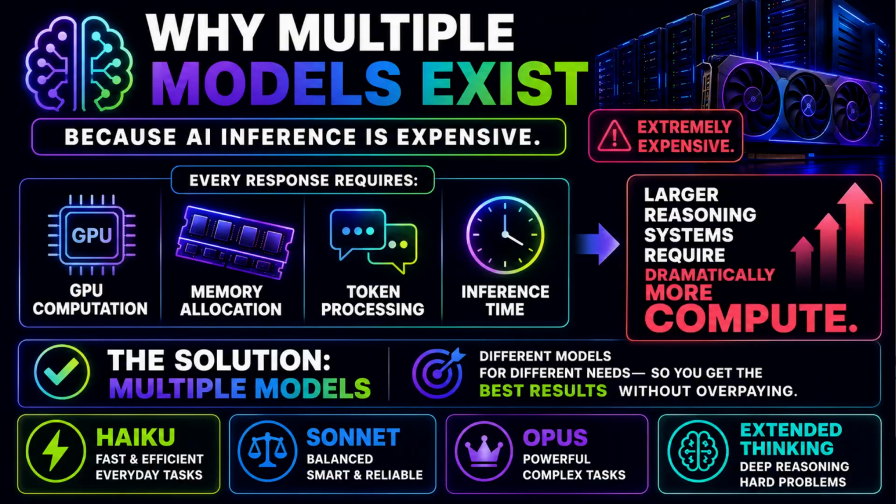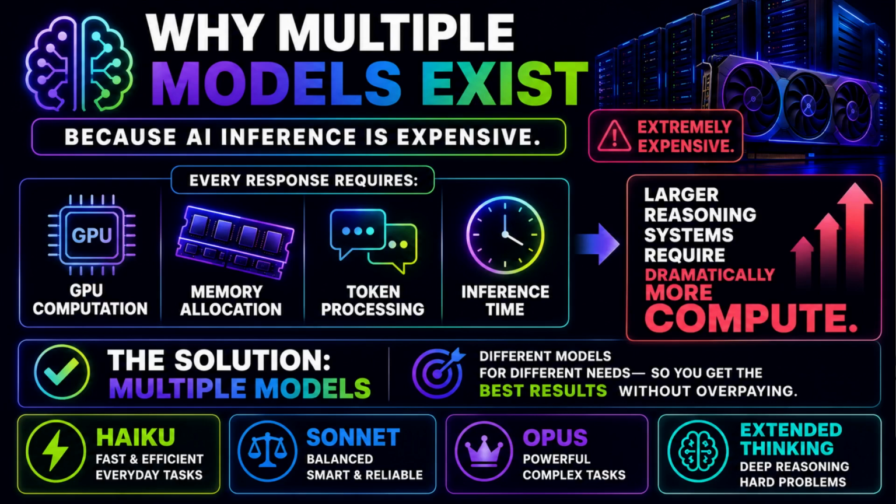A model is not a personality. It's not a theme or a mode. A model is an actual AI system. Let's talk about why multiple models exist. So why not just build one massive model that does everything? Here's why. Because AI inference is expensive.